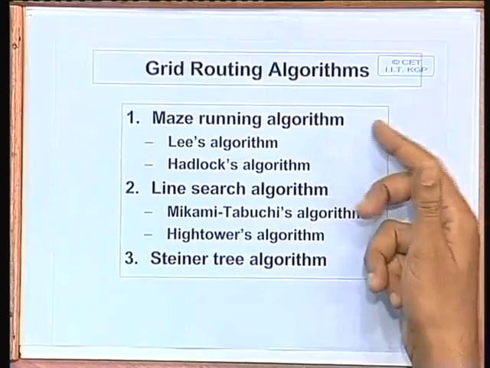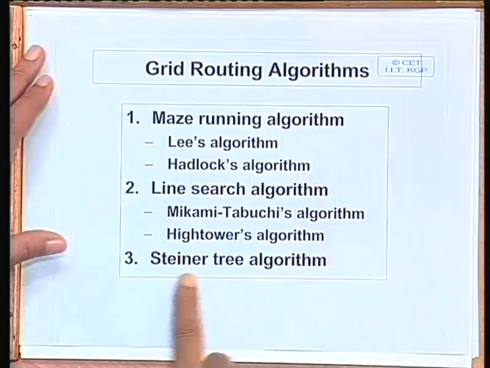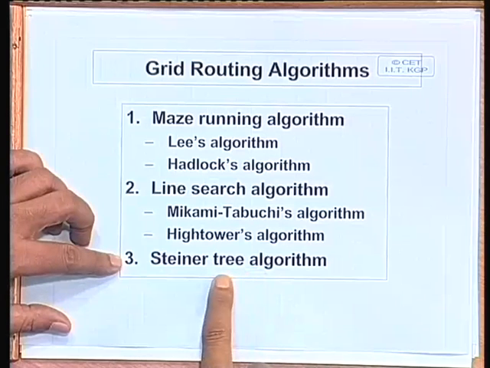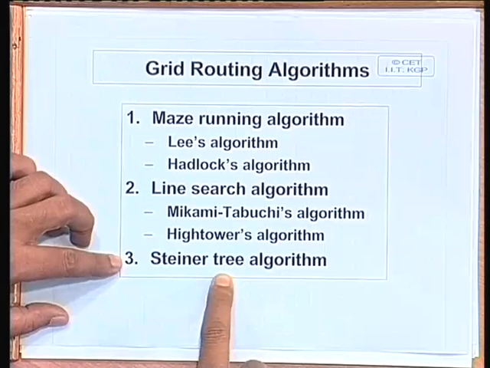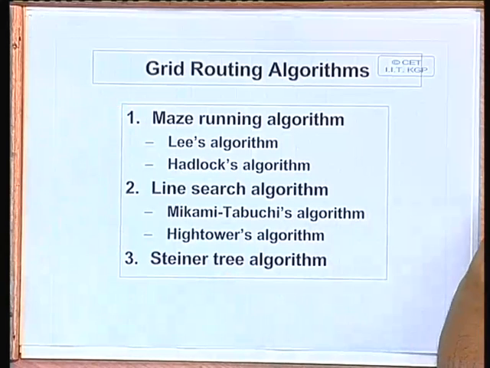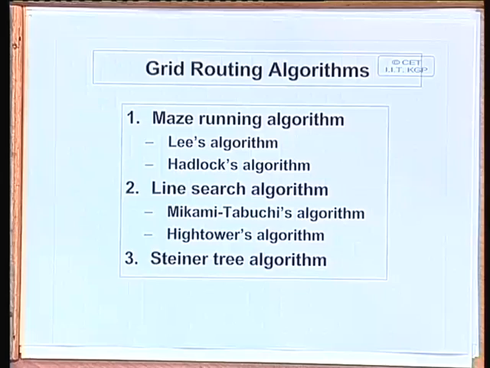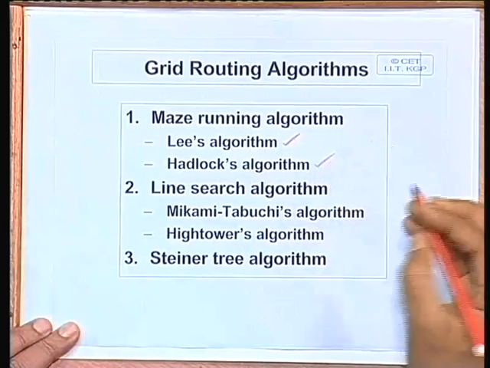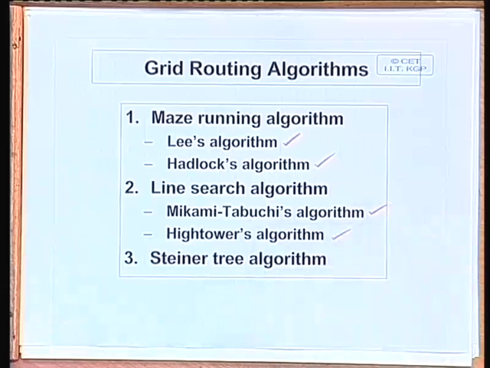So, now let us come to the grid routing algorithm. We had said that maze and line search algorithms are the two broad categories. Of course, Steiner tree kind of algorithms also exist, but due to their complexity people very rarely use them. Maze running and line search algorithms are most popular. So, we would be looking at some important representatives of these algorithm classes: Lee's, Hadlock's, Mikami-Tabuchi and Hightower's algorithms. We start with the maze running algorithm.